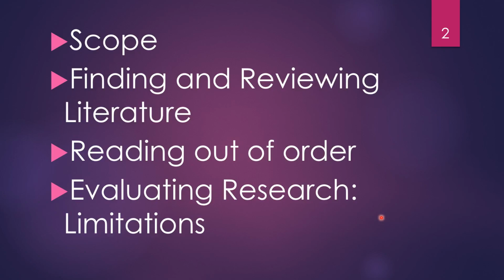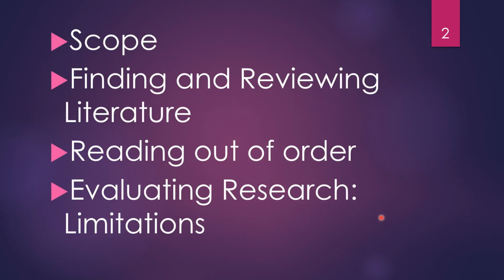Next up, in the second section, we'll be looking at finding and reviewing literature. That's where I'll actually show you how to get academic papers from the internet so that you can read them. Next, in the reading out of order section, I'll give you some more tips on the sections of academic papers and some suggestions on how to best read them or skim them for information.